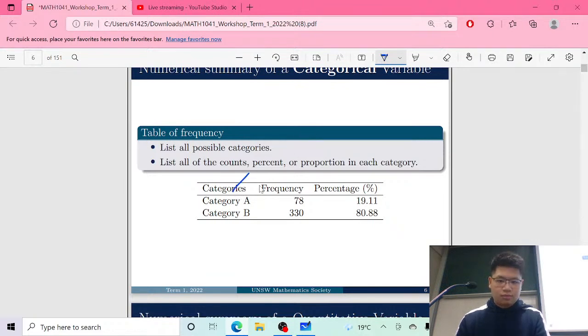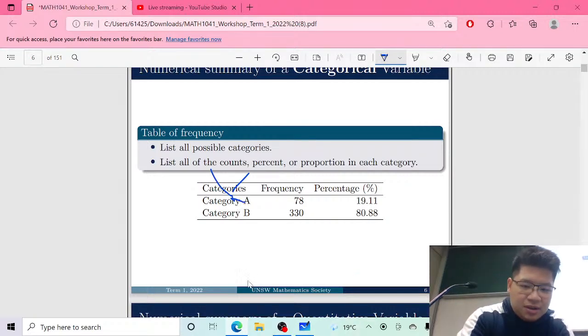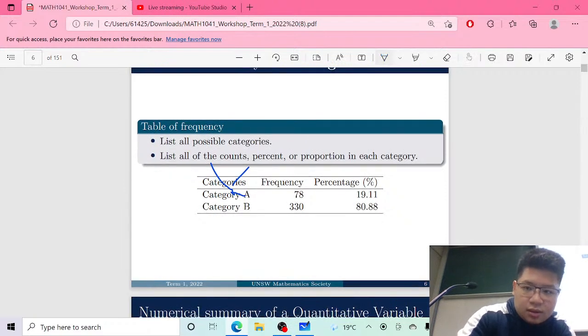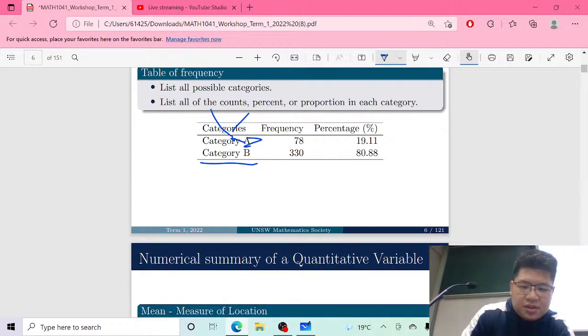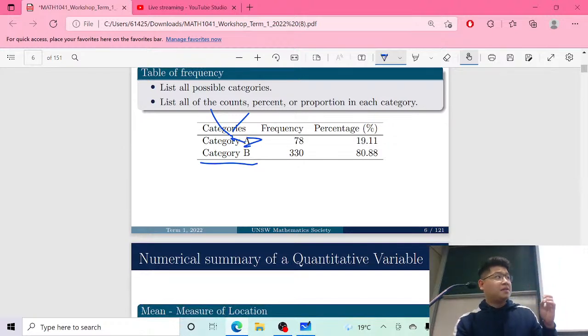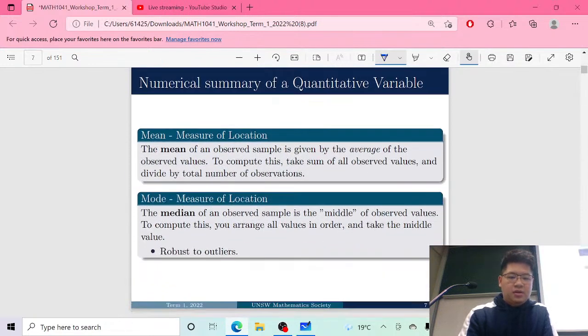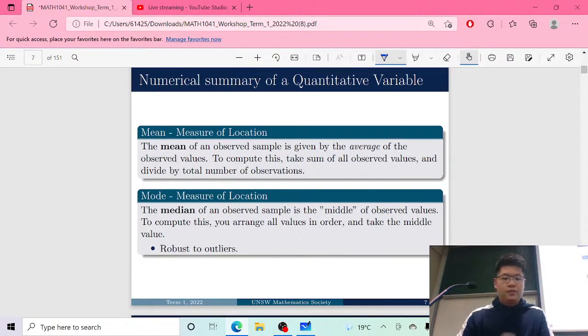Category A right here, as well as category B. So this is where you just count the number of instances each category appears, and you just find the percentages. So the next numerical summaries that we have, we'll be talking about measures of location.